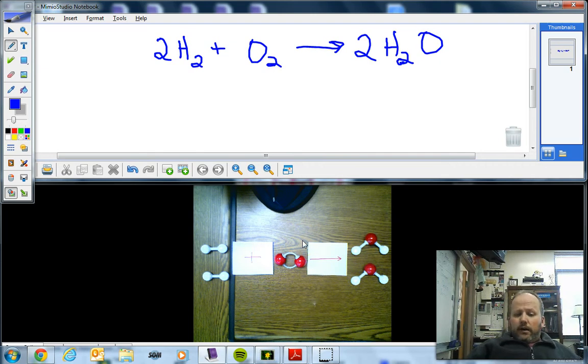Hello everybody. Today I want to start showing you how to balance a chemical equation. This is a balanced chemical equation.